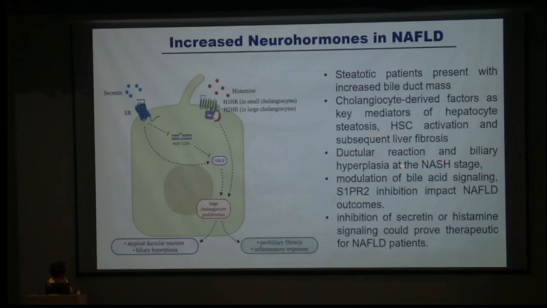Ductular reaction and biliary hyperplasia occur at the NASH stage, due to the modulation of bile acid signaling, and it becomes NAFLD. Inhibition of secretin or histamine signaling could prove therapeutic for the NAFLD patient.